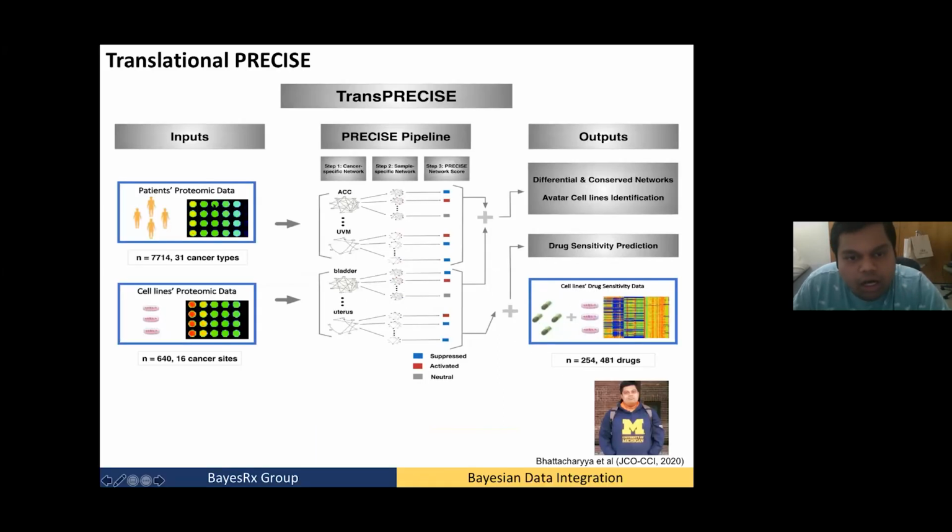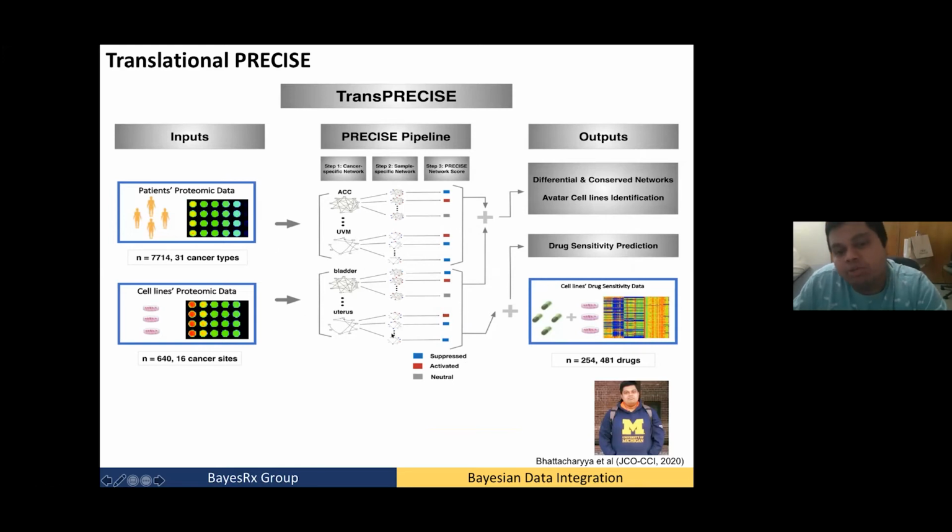So this is what the overall project is about. This is the overarching figure that describes everything that we are doing in this. As you can see, from an inputs perspective, there are three things going on here. There are patient proteomic data, there are cell line proteomic data, and then also there's cell line drug sensitivity data.